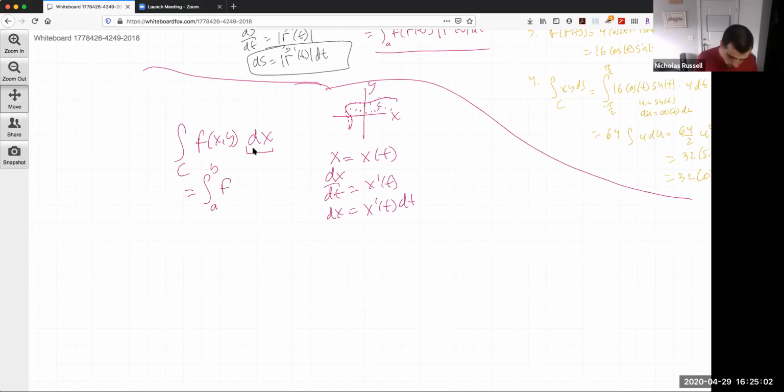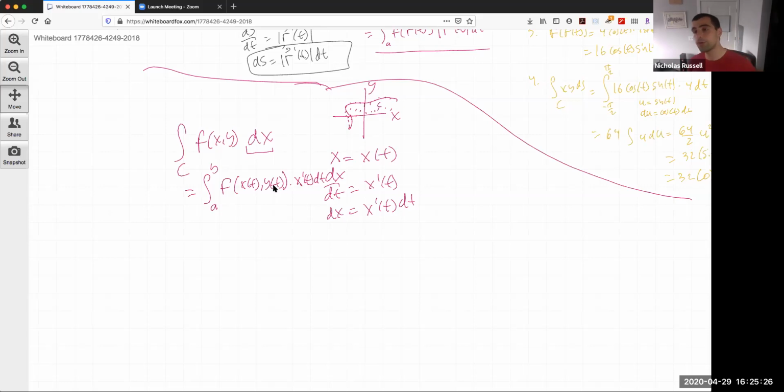I would again plug in both of these, f of x of t and y of t. In this case, I would do that again, right? Wherever I parameterize with respect to x, I would do that with respect to y. And then I multiply it by the derivative of that with respect to x.